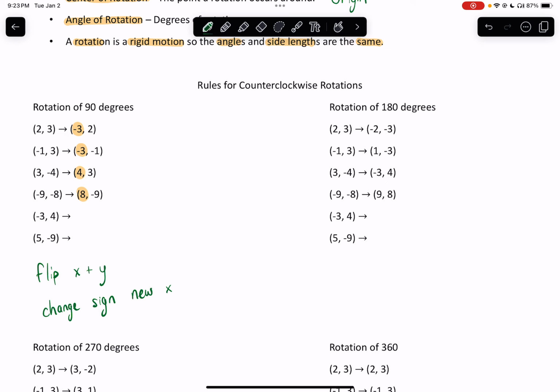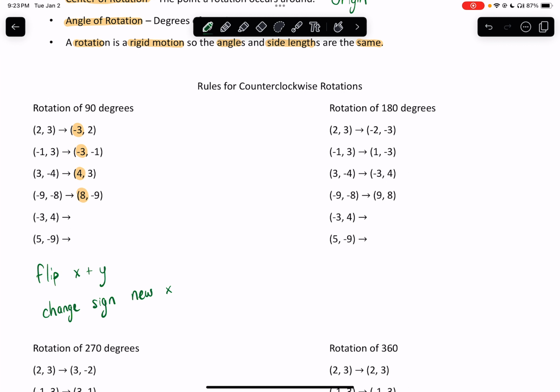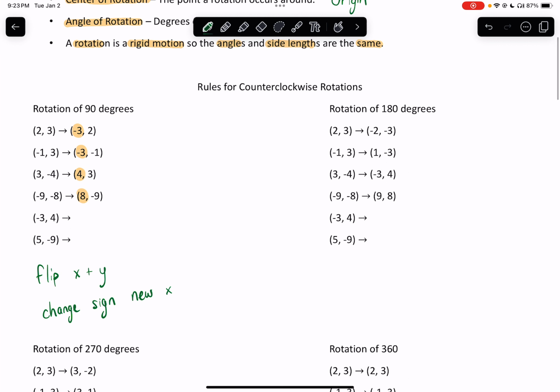And so for this one right here, the ordered pair -3, 4, I'm going to flip my x and my y, so it's going to become 4, -3. They just traded order. And then I'm going to change the sign of my new x, so it'll be -4, -3. Same thing with the last ordered pair right there. I'm going to flip them. It's going to become -9 and +5. So I just flipped my x and my y. And then I'm going to change the sign of my new x. So that will become a +9, +5. Those will all produce a counterclockwise rotation of 90 degrees.